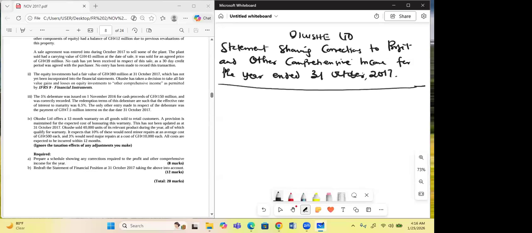So we ask ourselves, what are the two things we are adjusting? We are adjusting the profit for the year. So I can put profit for the year here, at one side. Then I also put the other comprehensive income at the other side. I'll read all items and then use them to adjust it. So I leave this down.